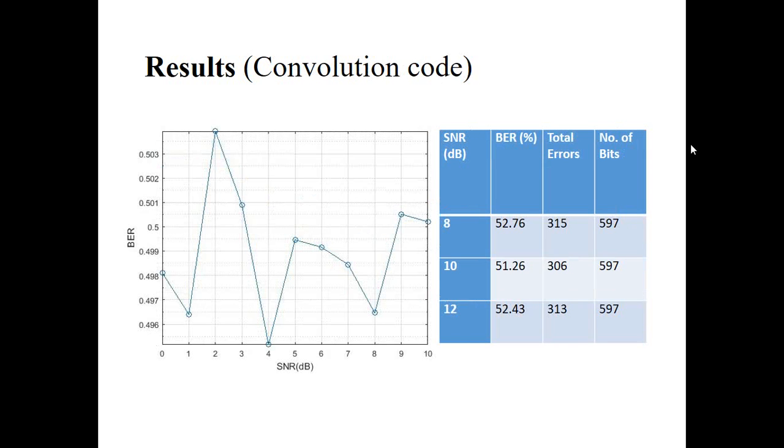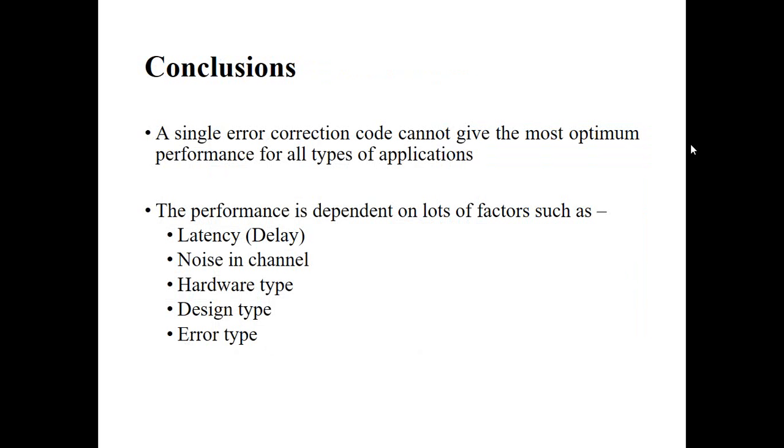Let us look at the last result slide. In this graph, we can see that the bit error rate hovers between 0.49 and 0.51, that is around 49 to 51%, and it does not improve significantly for different values of SNR, and you could say it almost remains the same. Now, let us look at the conclusions derived from this project.